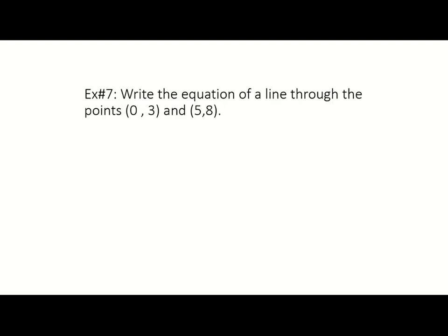We want to write the equation of a line through the points (0, 3) and (5, 8). So to write the equation of a line from 2 points, I must know my slope of the line m and my y-intercept of the line b. So the first thing I want to check is to see if one of my points is the y-intercept. Remember, y-intercepts are written (0, some number).